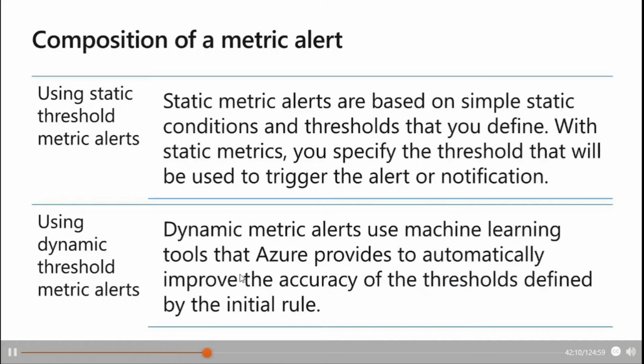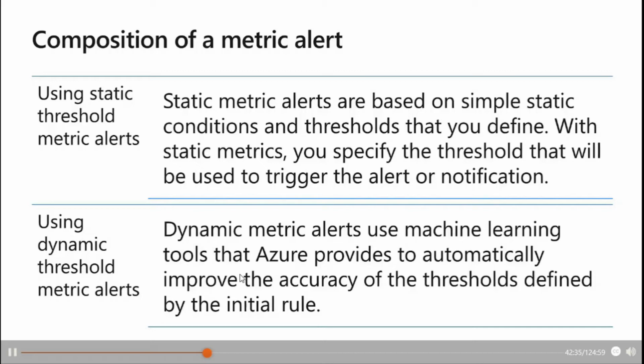So I have static threshold metric alerts and I have dynamic threshold metric alerts. So what is the difference? Static metric alerts are based on simple static conditions and thresholds that I have the option to define. With static metrics, I specify the threshold that will be used to trigger the alert or the notification.